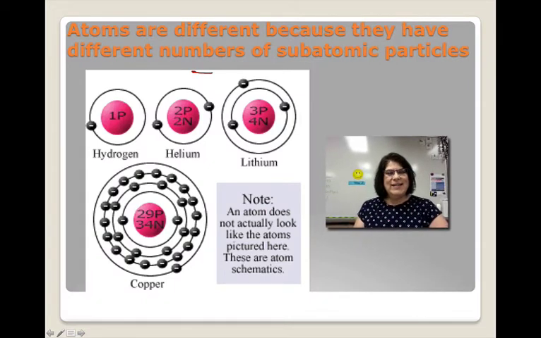All right, this one says atoms are different because they have different numbers of subatomic particles. So again, the number of protons defines the element. 1 proton makes it hydrogen. 2 protons makes it helium. 3 protons makes it lithium. Different characteristics. And there's copper. It has 29 protons. Remember, they don't really look like that. This is just how they are drawn on paper.